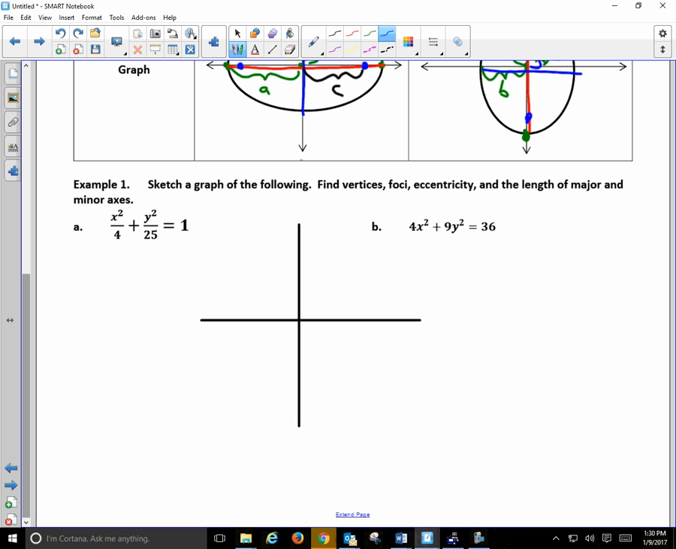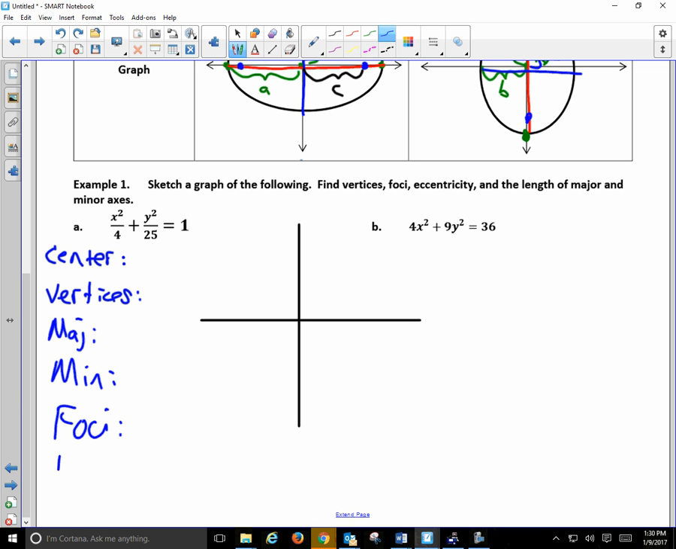All right. So let's sketch the graph. We'll start with this. Center. Vertices. Major axis. Minor axis. Foci. And eccentricity. Who can tell me the center? Zero, zero.